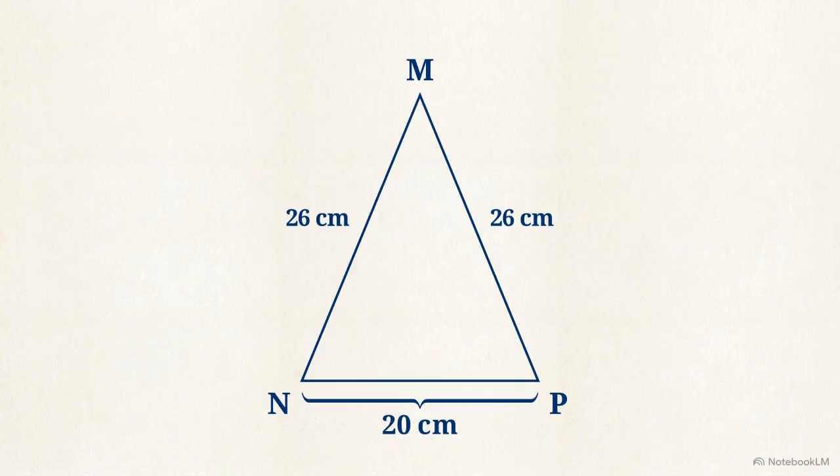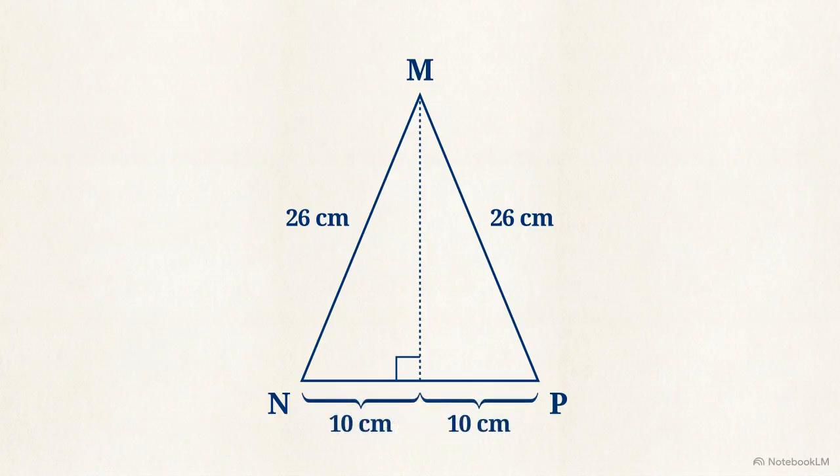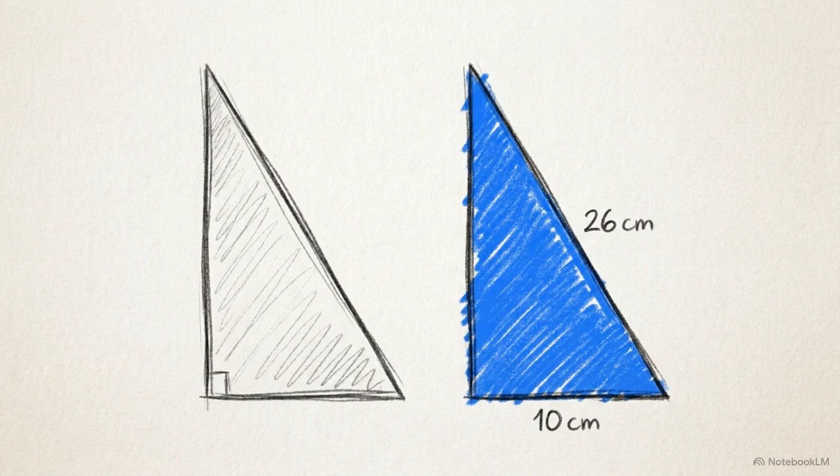To find the height, we draw a perpendicular line from vertex M down to the base, NP. This creates a right angle. Because the triangle is symmetrical, this vertical line divides the base into two equal halves. The 20 centimeter base is now two 10 centimeter segments. By drawing this line, we have created two right-angled triangles that allow us to calculate the height.